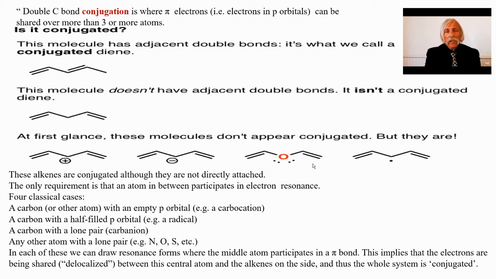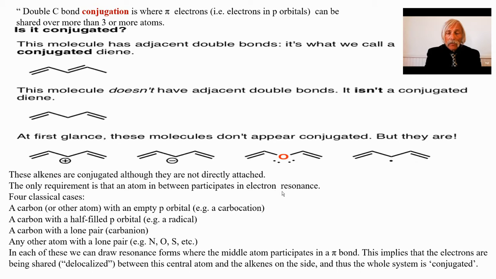So this has nothing to do with the trans configuration. It has to do with the electrochemistry. So these are all alkenes. One is a carbocation, one is a carbanion. One of them has a heteroatom, an oxygen atom, and one of them is a radical. All of those are still conjugated systems. Okay? So those are the four classes.